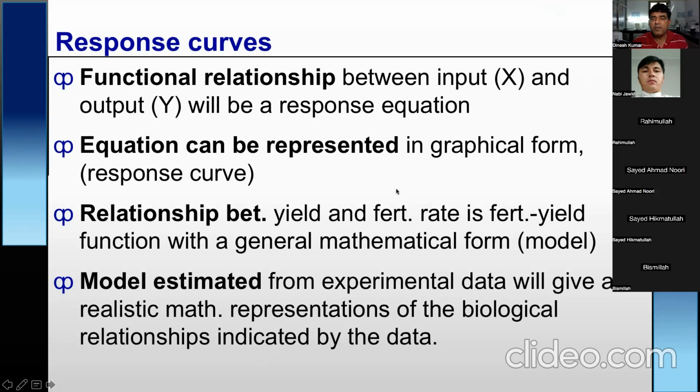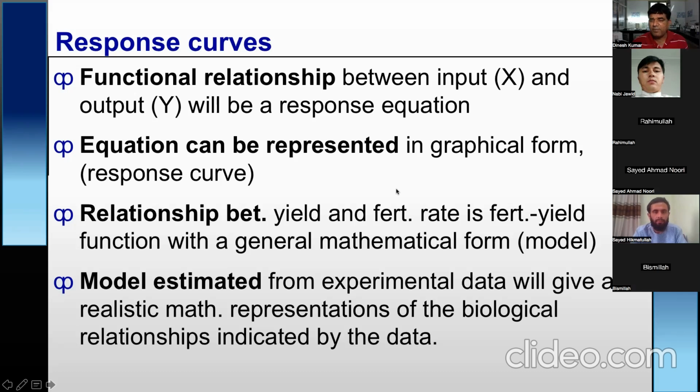Functional means a mathematical relation between input and output. Here input is fertilizer, which is the independent variable, and output is our grain yield, which is our dependent variable, because grain yield depends upon the rate of fertilizer. If you increase the rate of fertilizer, grain yield will increase. Therefore it is called the dependent variable, and fertilizer the independent variable.